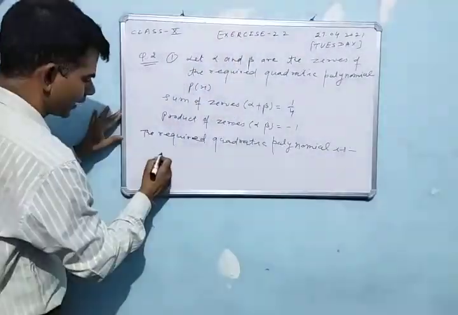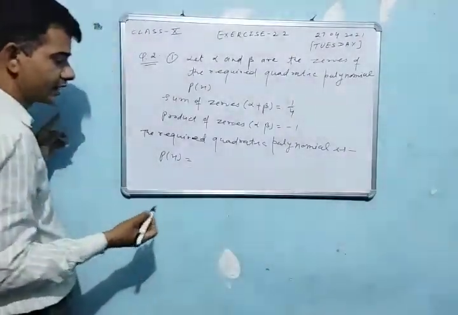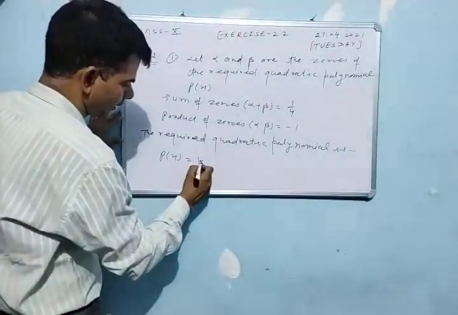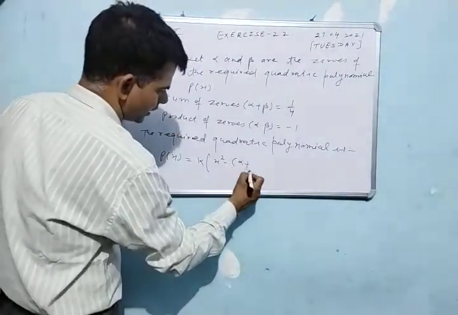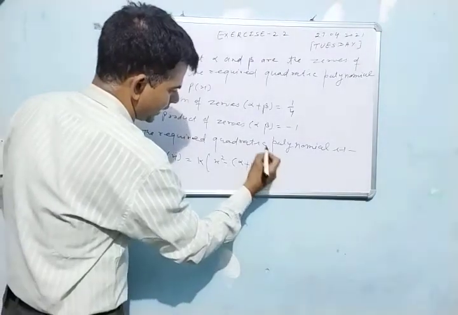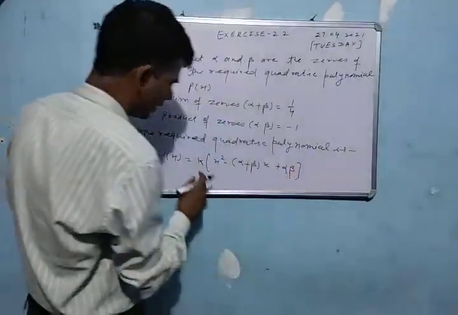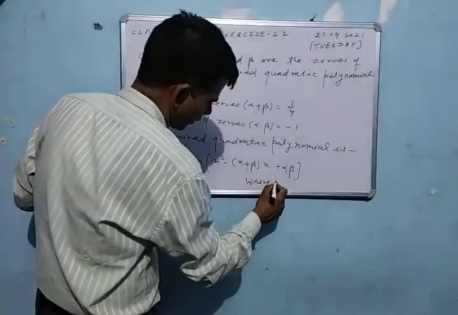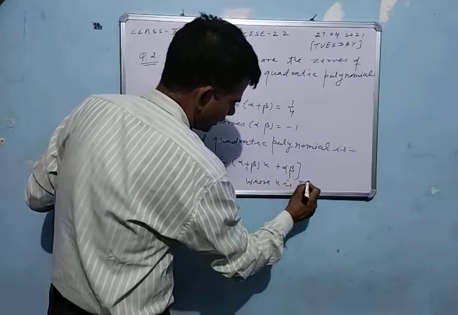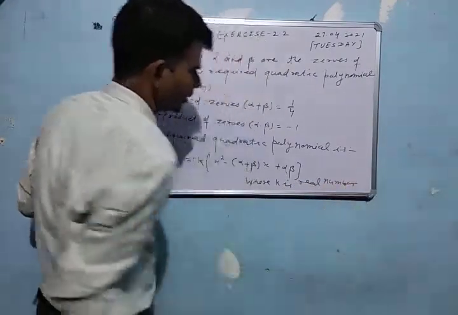Students, p of x is, what is the formula? Student, we have already discussed this formula, that is k x square minus alpha plus beta x plus alpha beta. Now student, what is k? K is a real number. Student, please note down it.